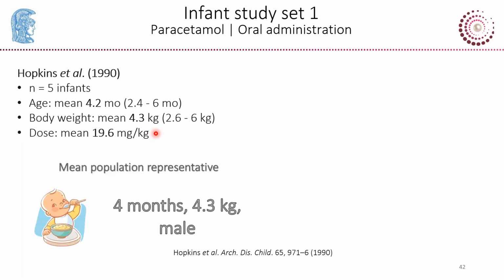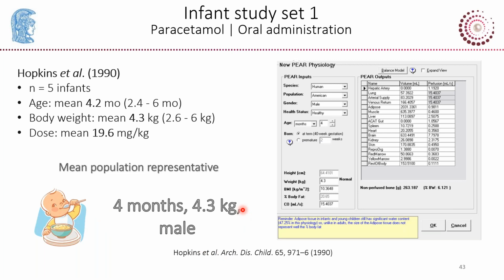Based on that, we created a virtual physiology for our mean population representative, which was again 4 months, 4.3 kilogram male, corresponding to the study. And this is how it looked like in GastroPlus. So here we entered the age and kilograms, and our virtual physiology was created.